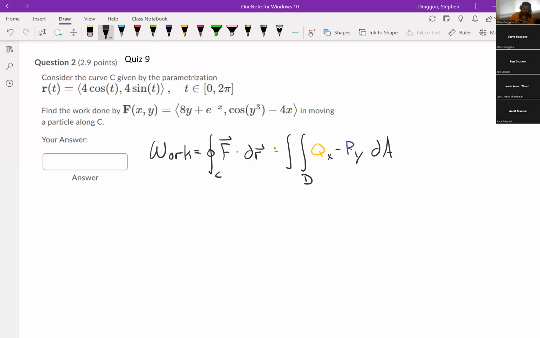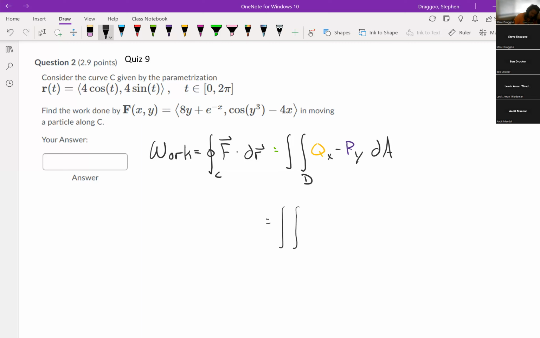So I want to do the other side. I don't want to bother using that parameterization. That force field looks awful. I don't want to evaluate along it. E to the negative x cosine of y cubed. Yuck. So I do the other side instead and hope something nice works out.